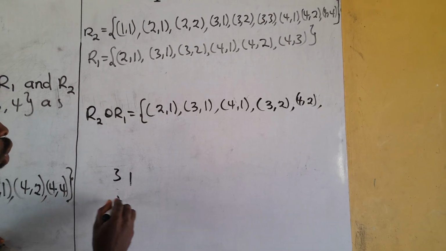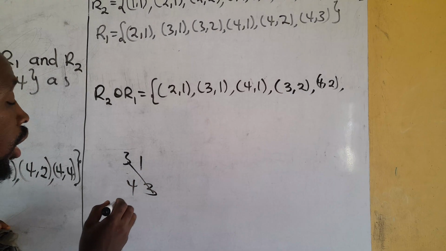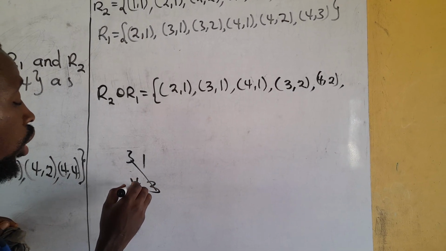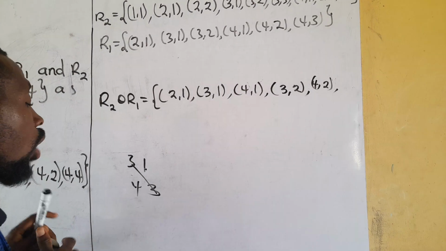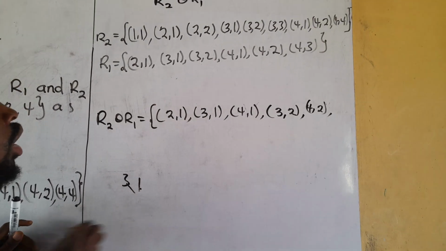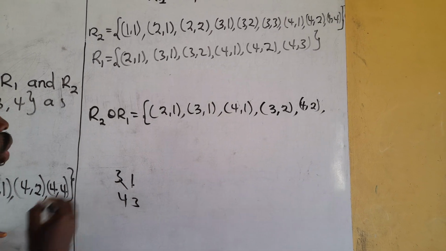3 1 against 4 3. Look at it, 3 corresponds with this 3. Then we have the relation with the other pair 4 1. But 4 1 is already there, so we are good to go. So we are done with 3 1. 3 1 against 4 3 was the last one.